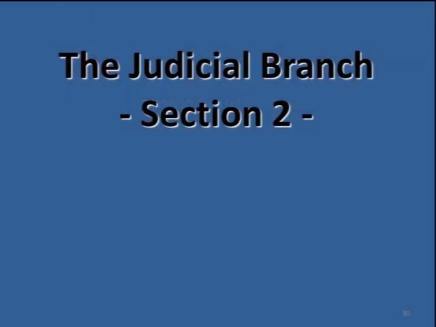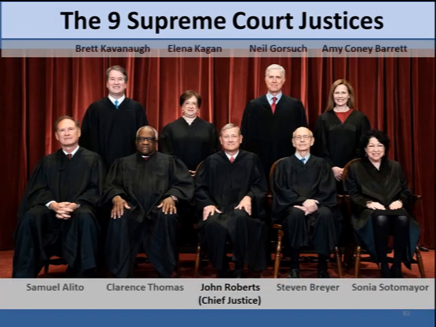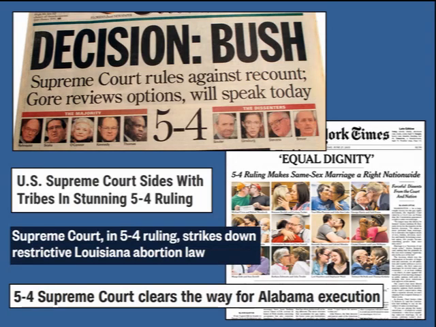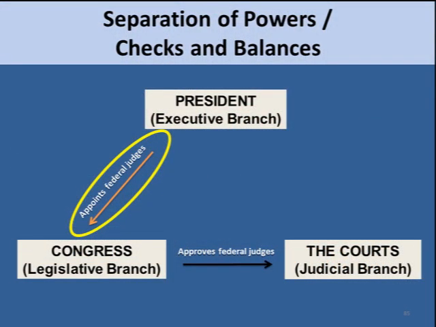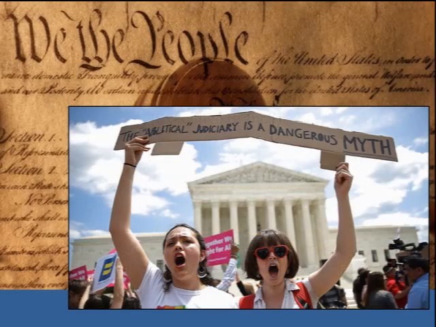The Judicial Branch, Section 2. We will now begin the second section of Lesson 9. There are 9 justices on the Supreme Court, 1 Chief Justice and 8 Associate Justices. With an odd number of justices like 9, cases can be decided by a 5-4 majority. Justices are appointed by the President, approved by Congress, and serve for life or until retirement. The Constitution gave Supreme Court justices lifetime appointments in the hopes of keeping them independent of political influences.